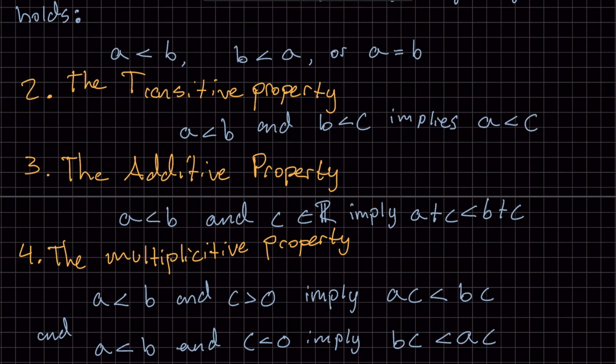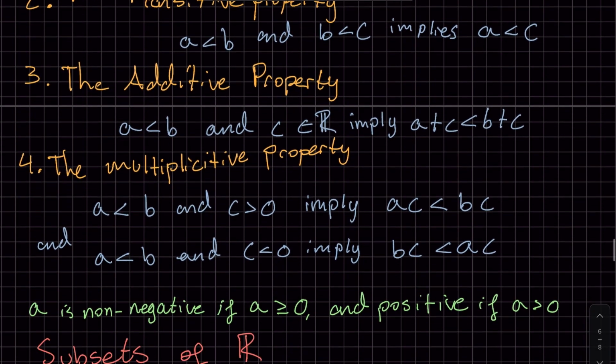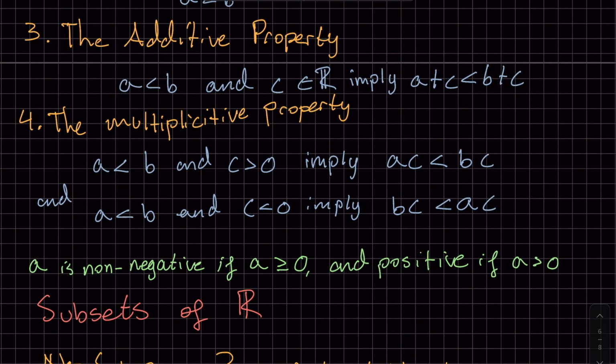The additive property: a is less than b, and if c is in R, this implies a plus c is less than b plus c. If you manipulate an equation or an inequality on both sides, nothing really changes.